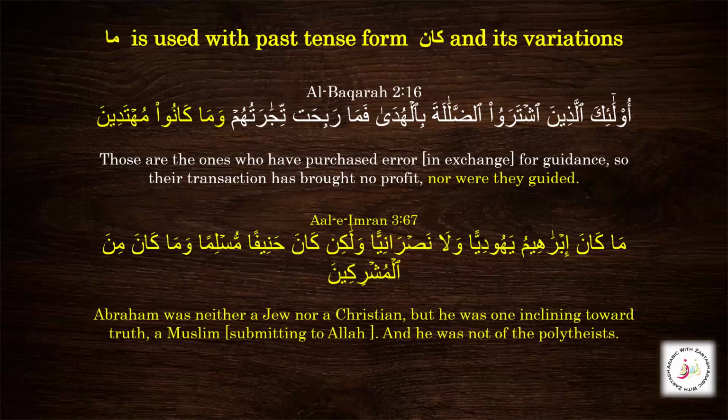So اسم كان مرفوع علامة رفعه. What is the alama of its rafa state? So it is الضمة الظاهرة على آخره. That is the dhamma that is visible على آخره in the end. So اسم كان مرفوع علامة رفعه الضمة الظاهرة على آخره. This is our اسم كان.